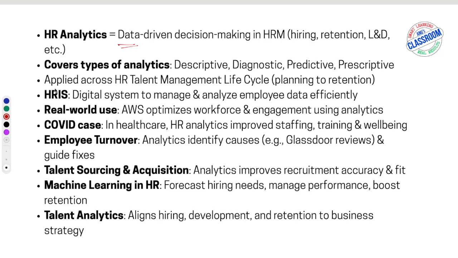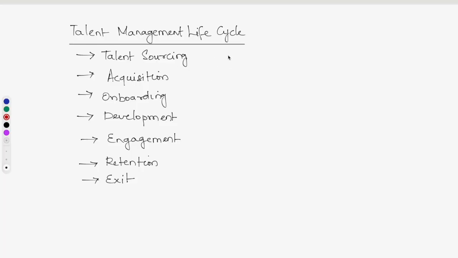Now let us dive into something called the HR talent management life cycle. This is the journey that an employee takes in your organization. It is like a journey from being spotted as a potential hire to becoming a top performer or a leader. This includes stages like talent sourcing, acquisition, onboarding, development, engagement, retention, and exit. I'll just write it down quickly because it might be a little too much for you to keep track of. So, talent management life cycle.